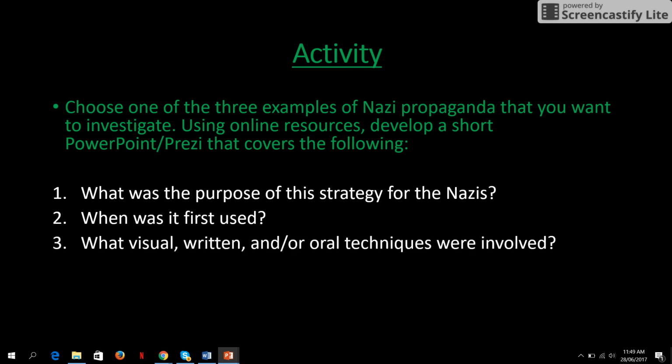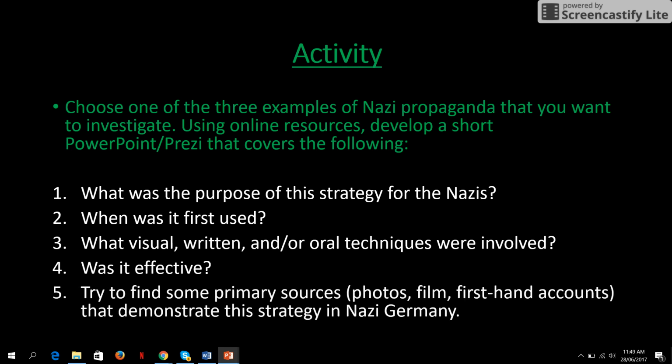What visual, written, and or oral techniques were involved? So, say you're doing a poster, like how was color and text used? If you're doing the Nazi rallies, how did they use that to spread their message and impress the masses? Was it effective? Did this work? Maybe you find accounts of Germans and their response to seeing posters or being at the rallies or being involved in the Hitler Youth. Did this work to achieving Nazi goals?